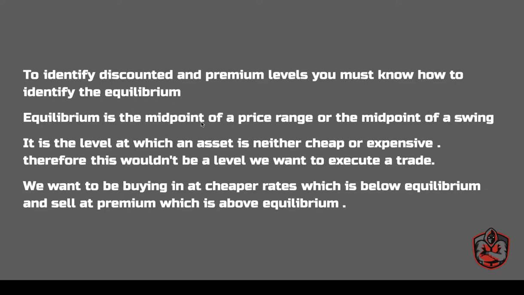Equilibrium is the midpoint of a price range, or the midpoint of a swing. It is the level at which an asset is neither cheap or expensive. Therefore, this wouldn't be an ideal level we want to execute a trade off. We want to be buying in at a cheaper rate, which is below the equilibrium, and sell at a premium, which is above the equilibrium.